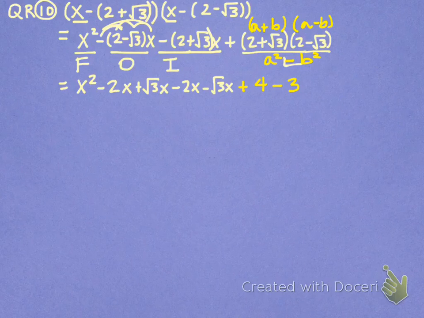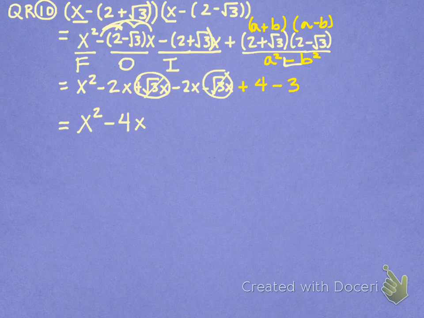Alright, so let's switch back to our main color here and clean up what we had from that step. So x squared is our first term, and then we have minus 2x twice, so it would be minus 4x, but then we have this plus square root of 3x minus square root of 3x, they take each other out, and then at the end we have plus 4 minus 3, which gives us plus 1, and that is our answer.